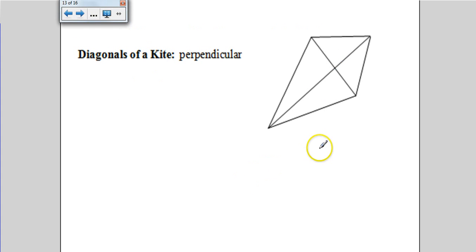Now when you have a kite, the diagonals are perpendicular to each other. That is true. And this short diagonal is cut in half, but I'm sure you've noticed that the long diagonal is not necessarily cut in half. So you can't label those as such.